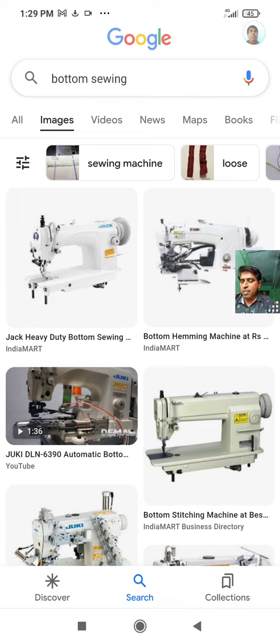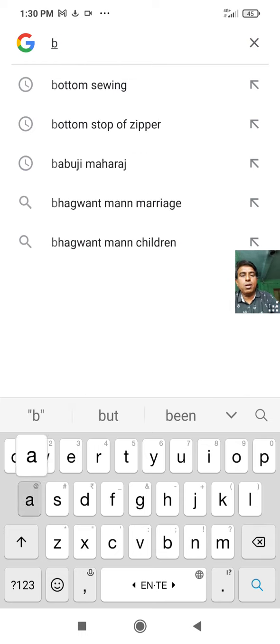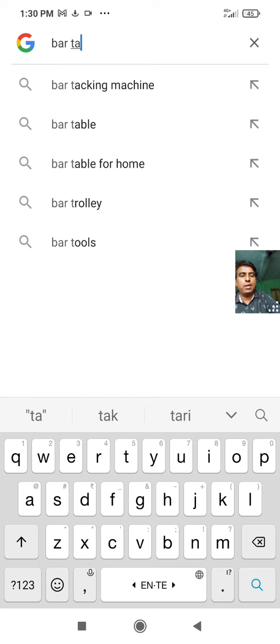Bar tacks serve the function of protecting the bottom stop from excessive load in fly applications. A missing bar tack or one set too low could result in a bottom stop failure at the retail level. So let us see what is bar tack.